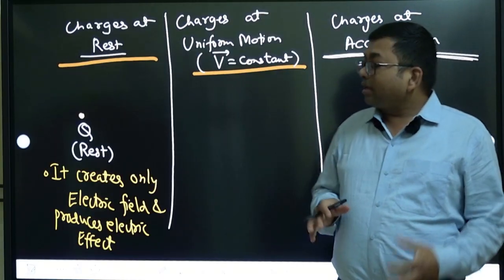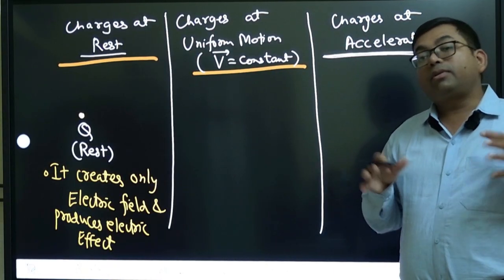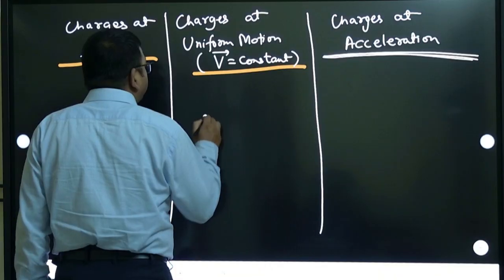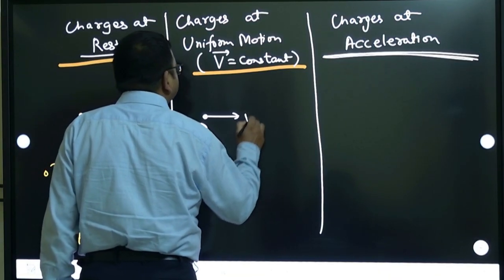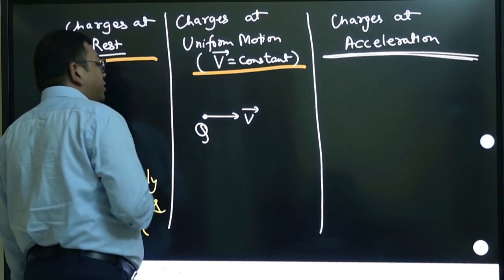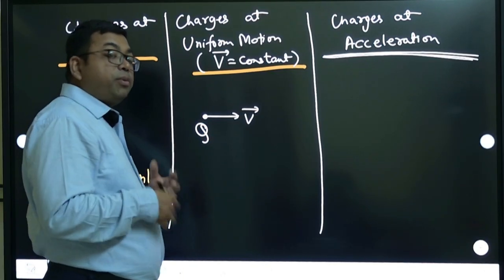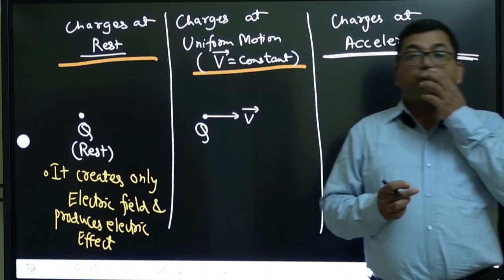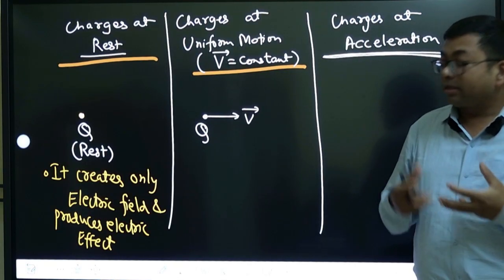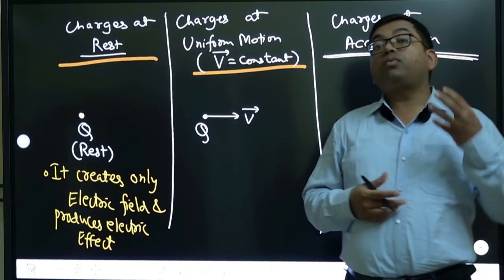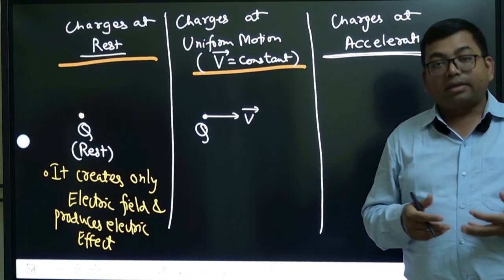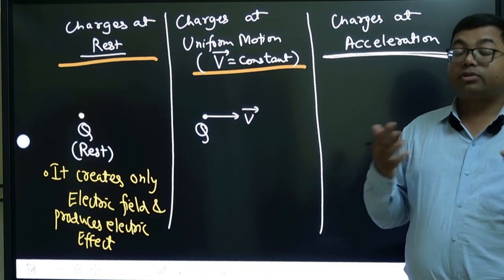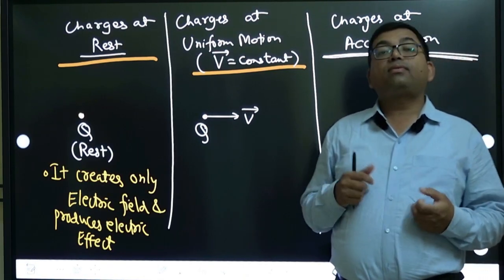Then what happens if the charge is moving but with a constant velocity? Suppose there is a charge which is moving with a constant velocity. Then it will produce an electric field as well as a magnetic field. Why? Because moving charges behave like a magnet. A current carrying wire is like having moving charges, electrons are moving, and it produces a magnetic field also.